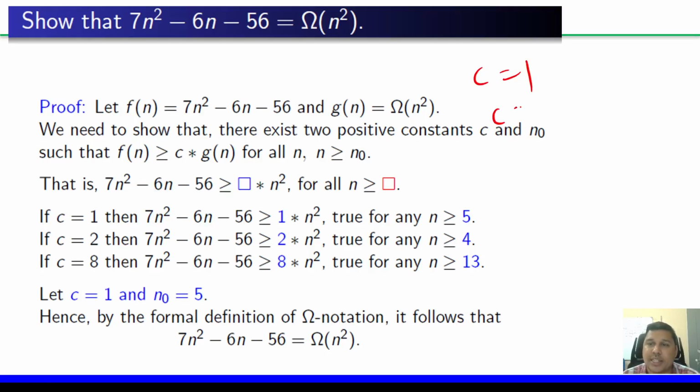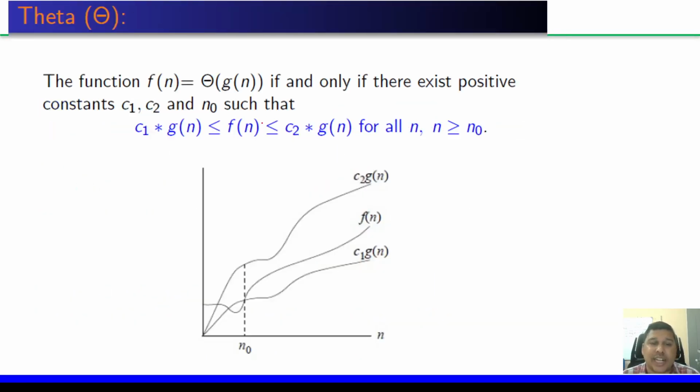Take C as 1, then C as 2, C as 3, and prove that at C equal to 4 onwards, this is always omega n square. And the third one, theta notation.